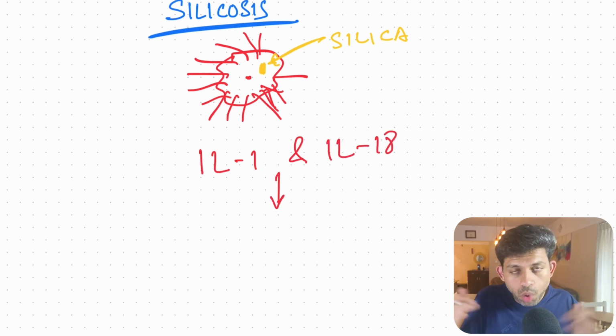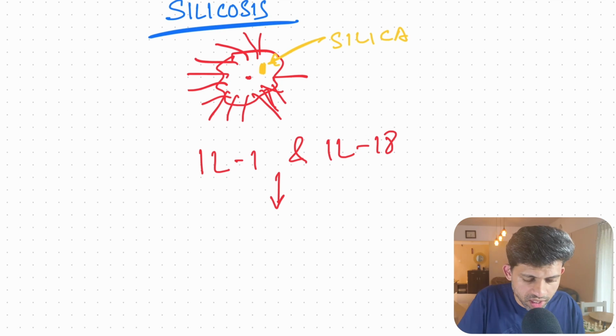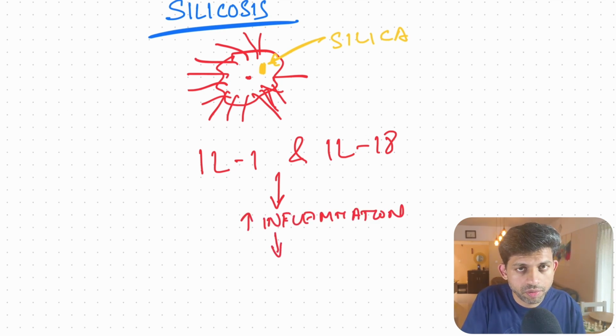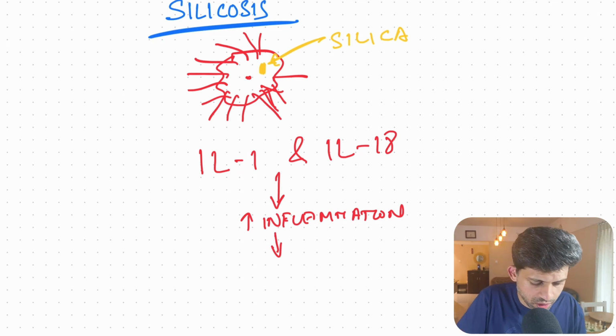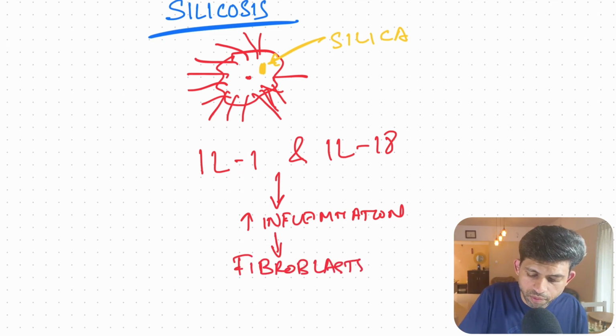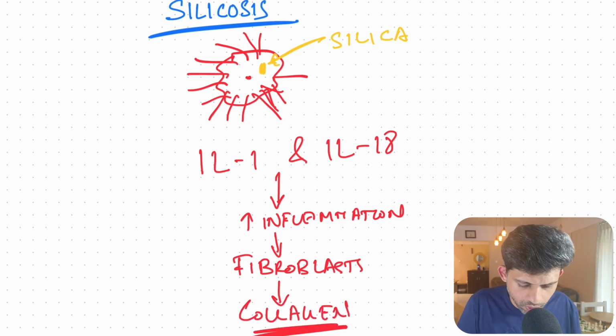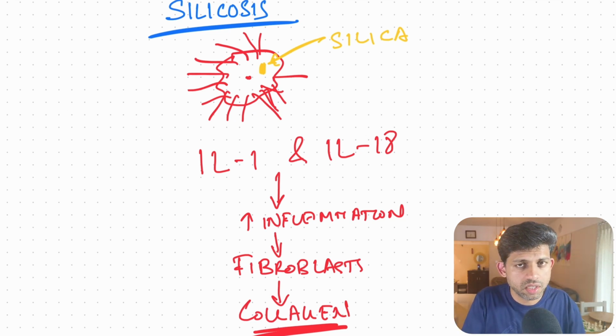This causes more inflammatory cells to come to this region. This in turn leads to the production of fibrogenic cytokines, which leads to fibrosis. Fibroblasts are formed and these fibroblasts lay collagen, basically leading to fibrosis. The crystalline forms of silica are more dangerous, more fibrotic, than the amorphous forms of silica.